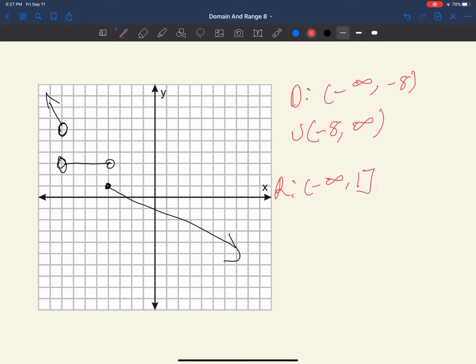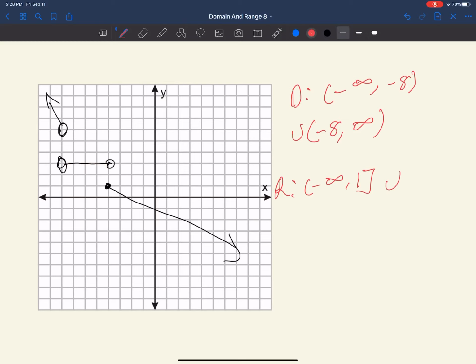1 is included because it's filled in. And then from 1, we notice that there's not any points until you get to 3. This is the part that confuses people because there's 2 open circles, 1 on each side, but remember there's a line connecting them. So it is possible to have a y value of 3 because it happens here, here, here, an infinite number of times between the 2 open circles.